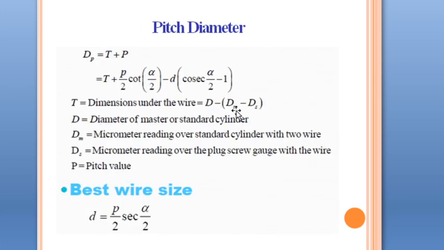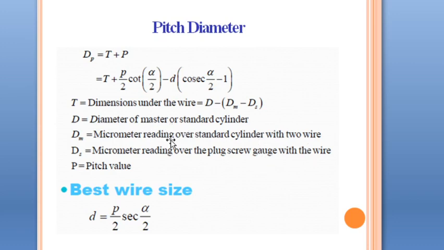D minus DM minus DS. DM is the diameter of the master or standard cylinder. DS is the micrometer reading over the plug screw gauge with the wire. DM is the micrometer reading over the standard cylinder with wire. Here we have used two measurements for measuring the pitch diameter.